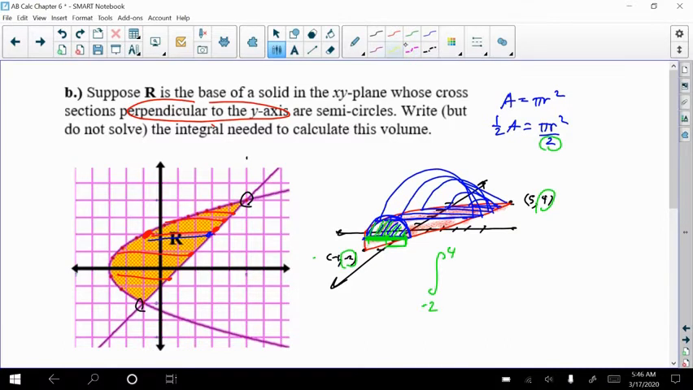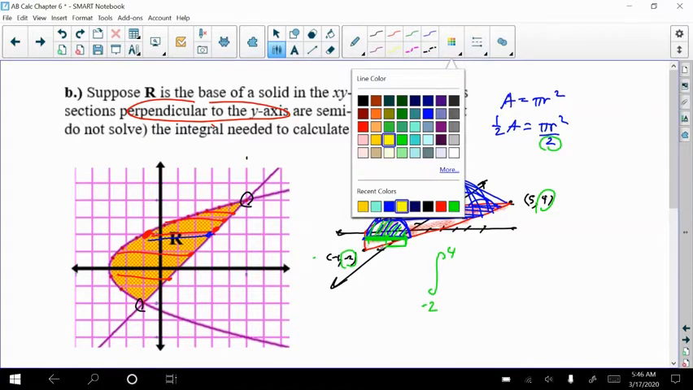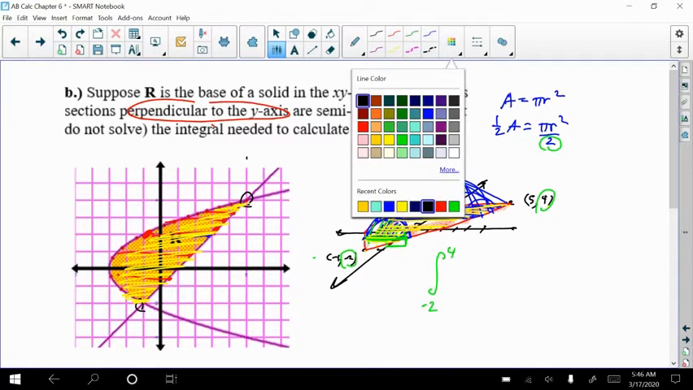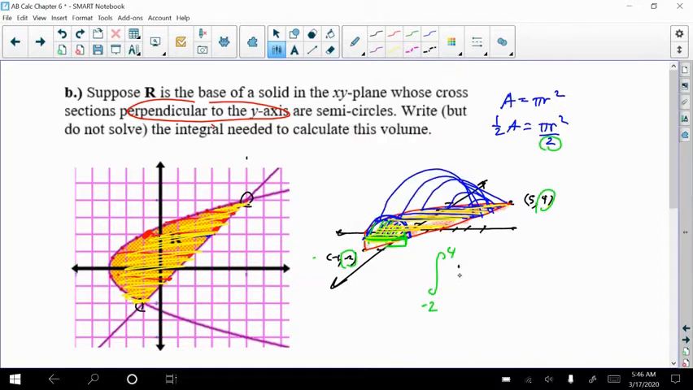Because again, thinking about these semicircles, they're building from the lowest y to the highest y. Lowest y being -2, highest y being 4. Lowest y being -2, highest y up here being +4. And they are semicircles. So I don't know, we'll just switch colors, make it super colorful. So the area of a semicircle is 1/2 pi r squared, and it's in terms of y.